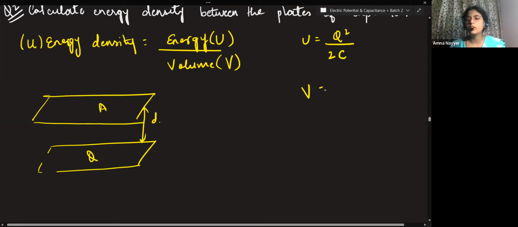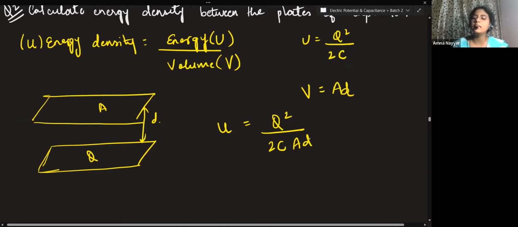Regarding volume, if the area is given and I have this thickness, how is the volume calculated? If you know the area and multiply it with the thickness, then you get the volume. So volume will be area times thickness, and the thickness means the separation between the plates, that is d. So this is the energy, this is the volume. Now I just have to take the ratio to find the energy density. This is Q square by 2C in place of energy, and in place of volume I have written A d.